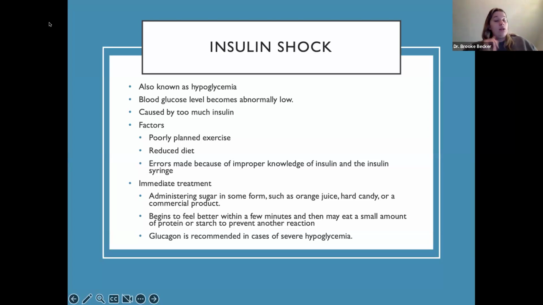Okay. So their immediate treatment is going to be giving them sugar in some form. And glucagon, they should have glucagon with them if they have severe hypoglycemia. Okay. They should start to feel better within a few minutes of getting that sugar.